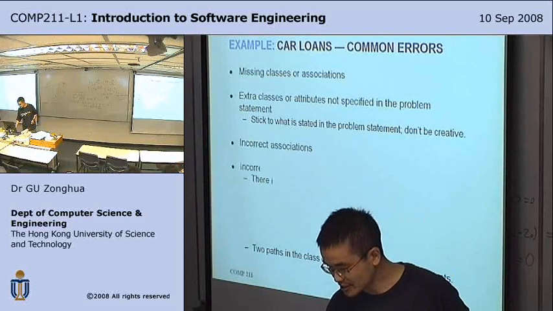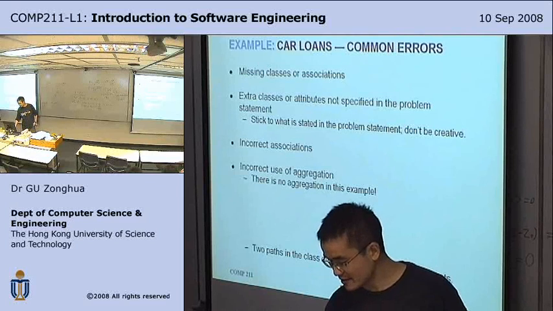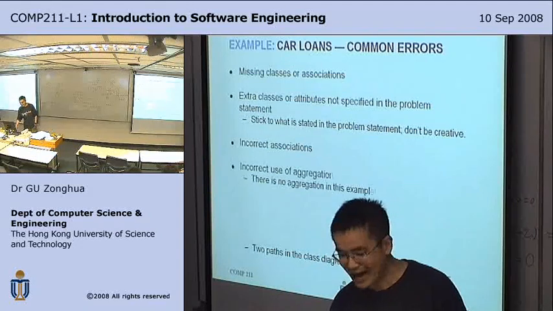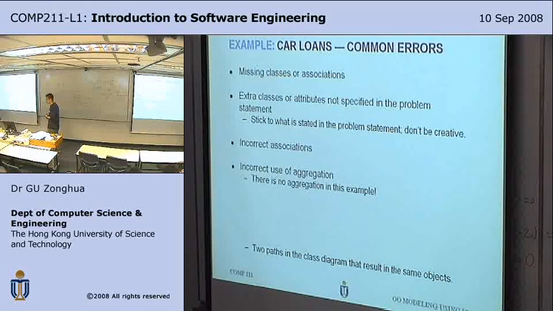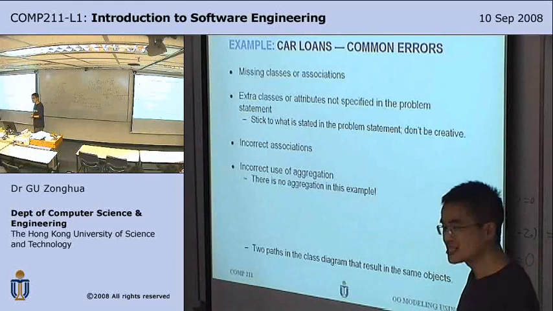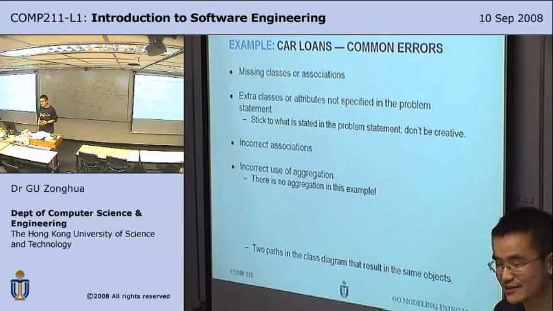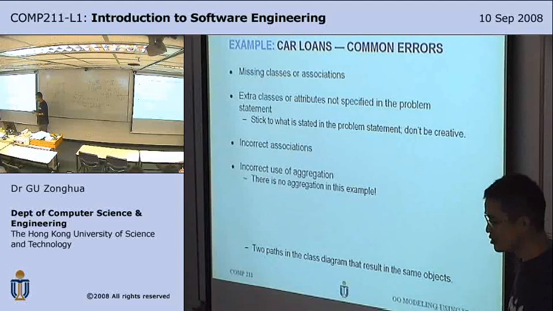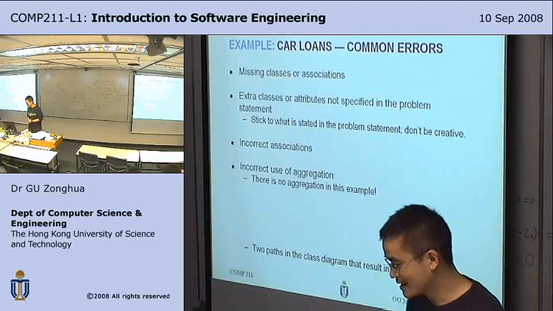Incorrect associations, incorrect use of aggregation. So there's no aggregation in this example. You may think perhaps a car may consist of multiple car loans. That's a stretch. A car has 4 wheels, that's obviously aggregation. But a car has several car loans, that's really more of a symmetric relationship. It's not an aggregation.